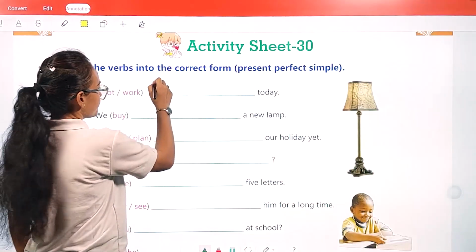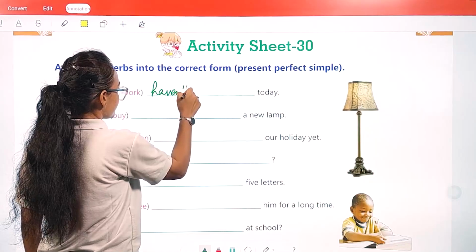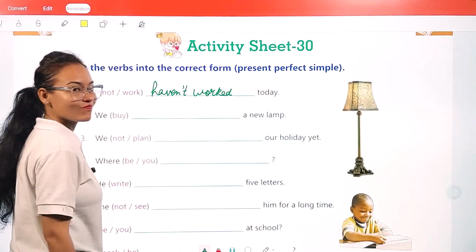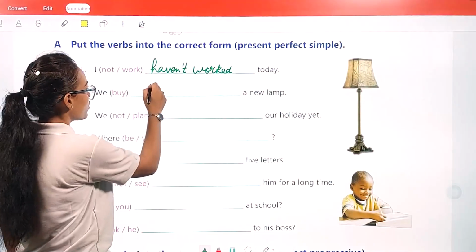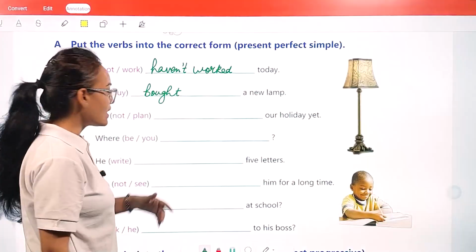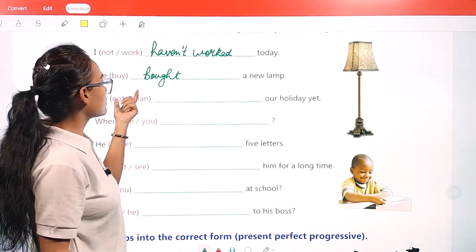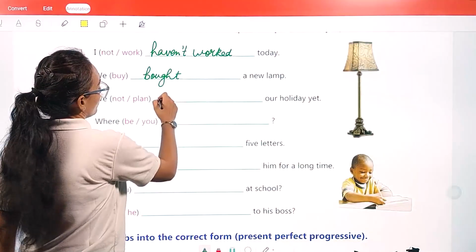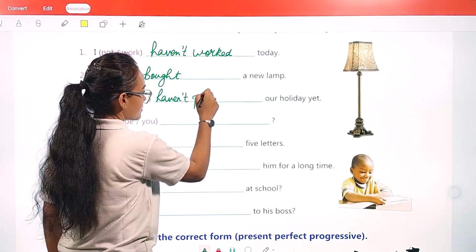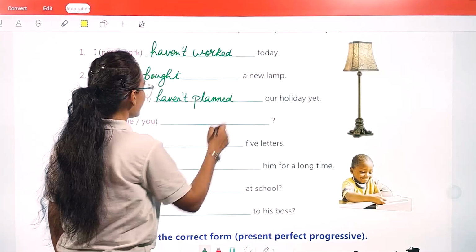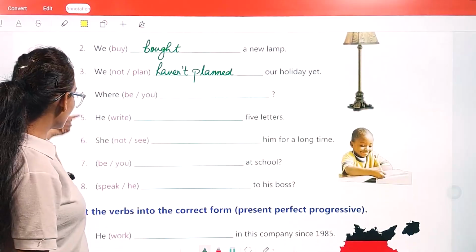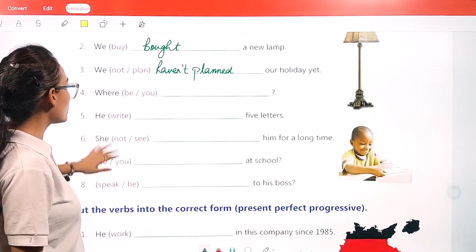I haven't worked today. Now, we bought a new lamp. Now the third one, we not plan our holiday yet. We haven't planned our holiday yet. Similarly, 4, 5, 6, the rest you are going to do on your own.